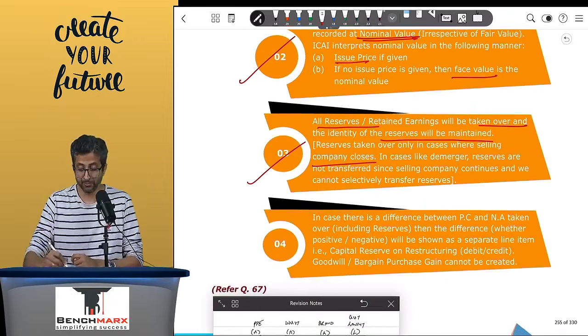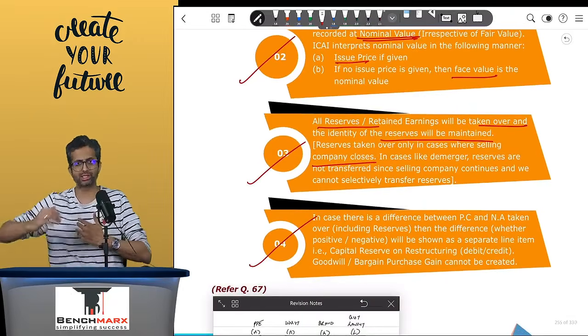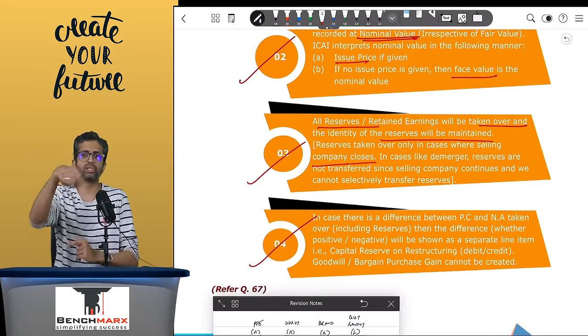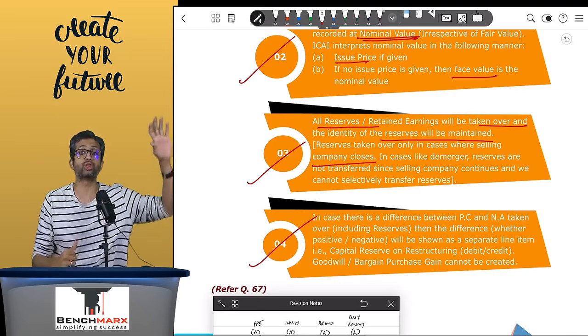And the last, if there is a difference, see, you will take over assets, you will take over liabilities, you will also take over reserves if applicable. And if there is a difference, usually the difference, that is a balancing figure, if it arises on the debit side, we call it goodwill.